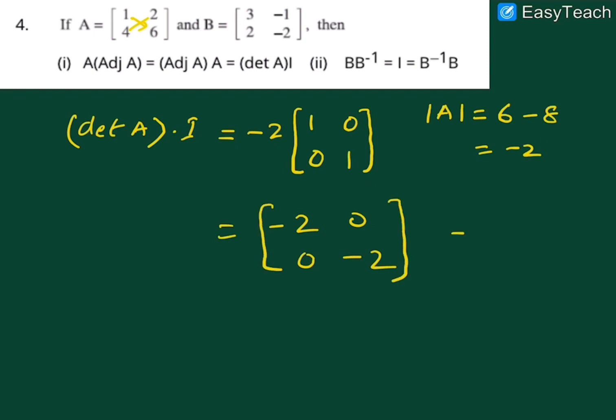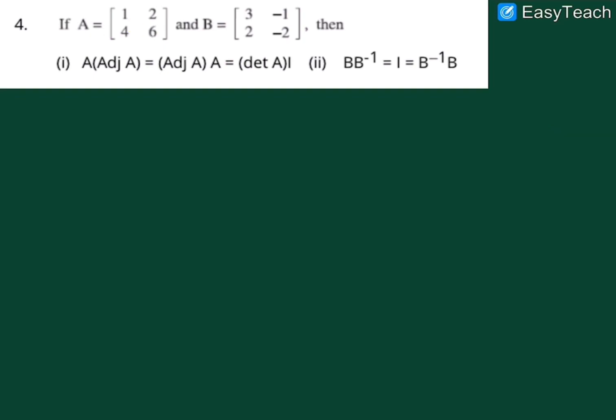From equations 1, 2, and 3, you can see 1 is equal to 2, 2 is equal to 3. All three got the same answer. So we have verified. Now let's see how to solve part 2. To find B into B inverse, first of all we need to find B inverse.